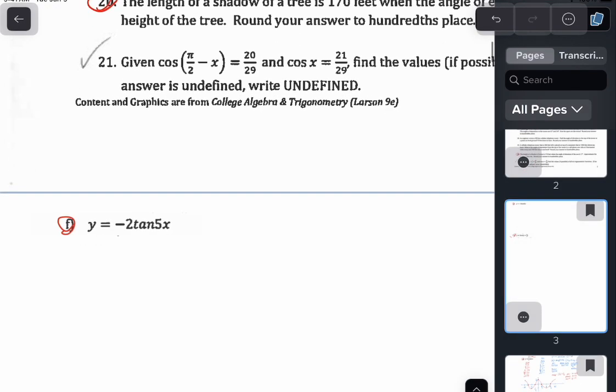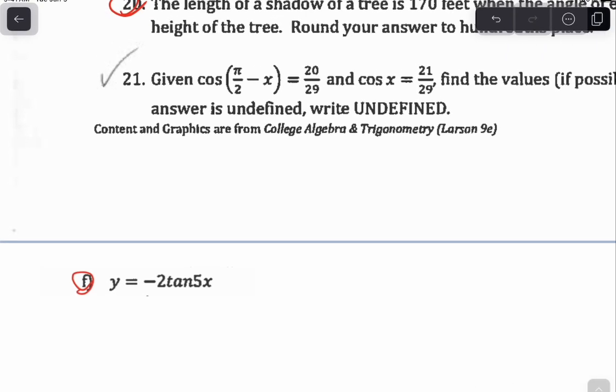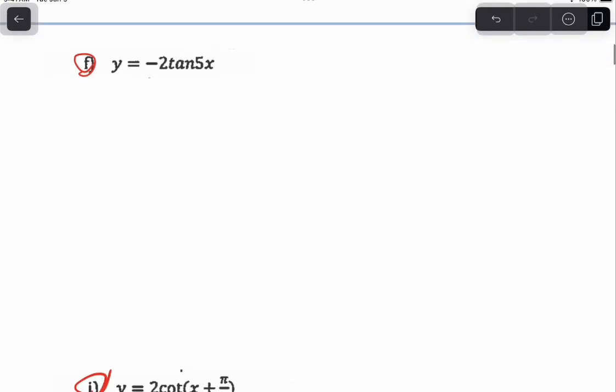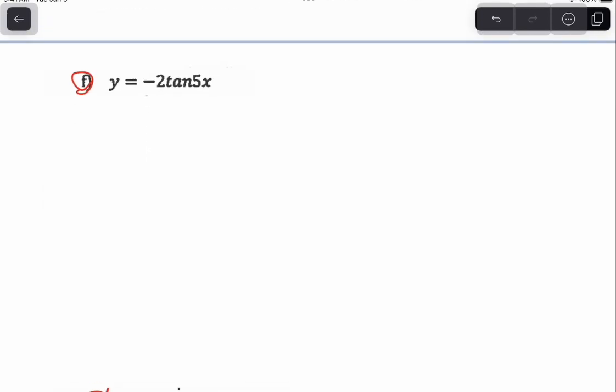So we still need to graph tangents and cotangents. I am going to do F first, where I am going to graph -2 tangent of 5x. Now remember, our tangent functions look like a normal cubic unless they've been flipped between vertical asymptotes. Our cotangent looks like that, kind of a flipped cubic.